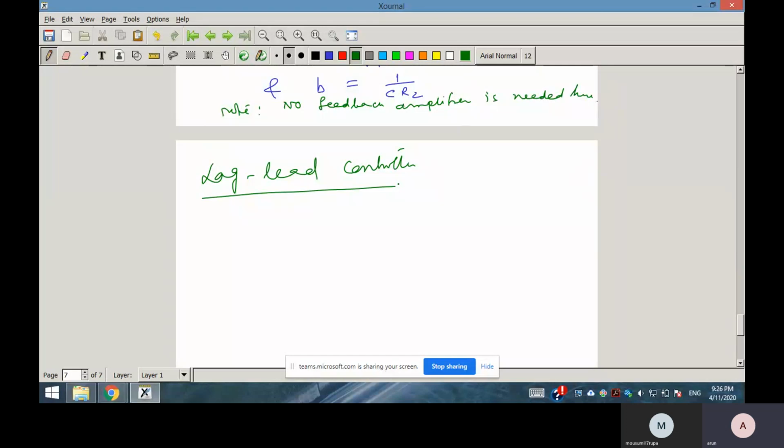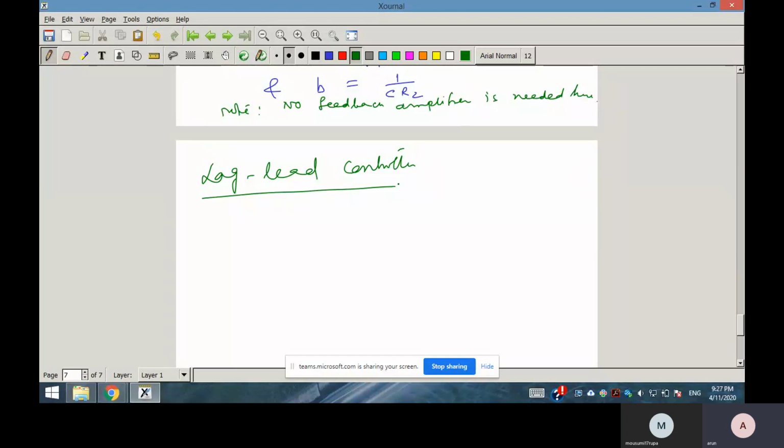So if we want to mix these two things, and we can provide some phase lead as well as some gain attenuation at a particular frequency, then our job is done. We will be able to obtain a gain crossover frequency along with the desired phase margin, and that gain crossover frequency will not be too high, nor too low. So it will trade off the things. That's why the lag-lead controller.